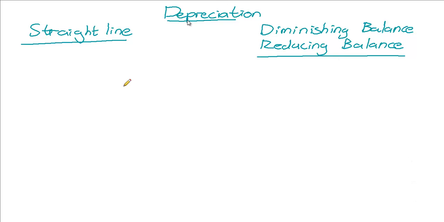So when calculating depreciation, one can use different methods in order to do that. Number one, you could use the straight line method, or you could go for the diminishing balance method, which is also known as the reducing balance method, and sometimes also called the double declining rate method. So let's have a look at the differences in the formulae for the two.